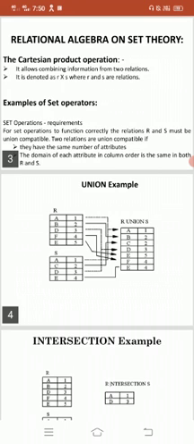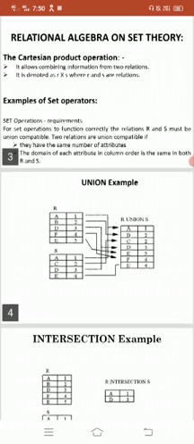Relational algebra has two types of operators: the unary relation operator and the binary relation operator. Relational algebra and set theory: the Cartesian product operation also exists, which allows combining information from two relations. It is denoted as R x S, where R and S are relations.